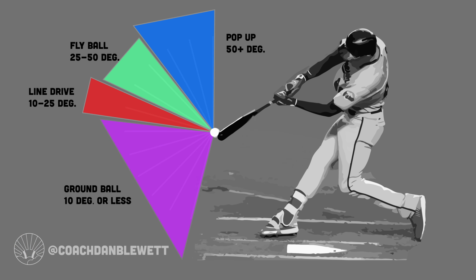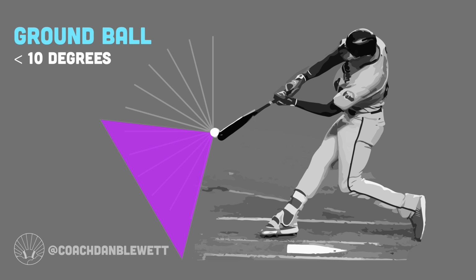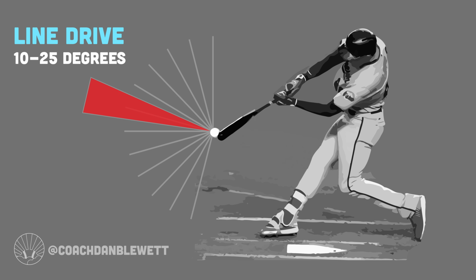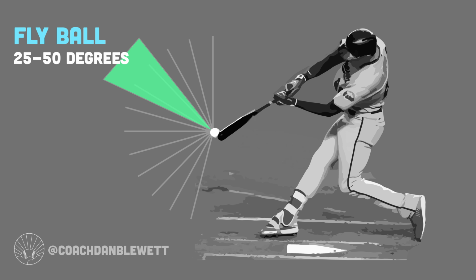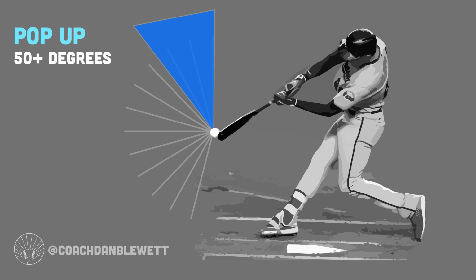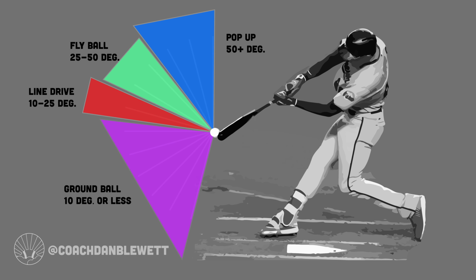So let's define the main different types and how they manifest in baseball. Ground balls are typically less than 10 degrees. This also depends a little bit on how hard it's hit, but if it's 10 degrees or less, it's probably not going to leave the infield without taking at least a couple hops. Line drives are somewhere between 10 and 25 degrees. Fly balls are between 25 and 50 degrees generally, and pop-ups tend to be 50 plus degrees. This is important to understand. This is how they're categorized. There's a range for each.